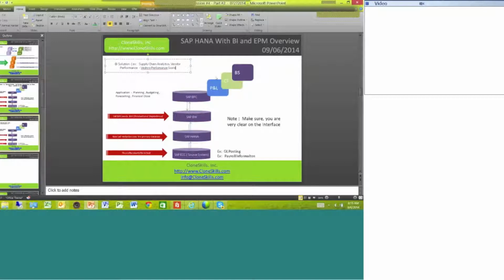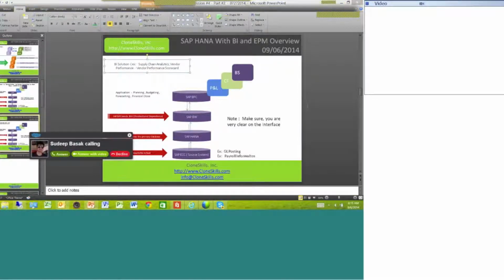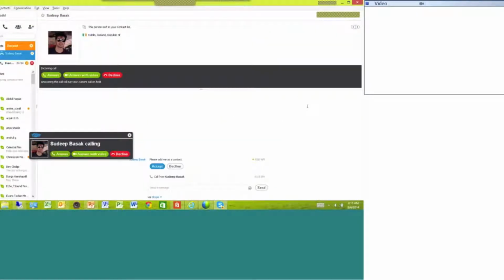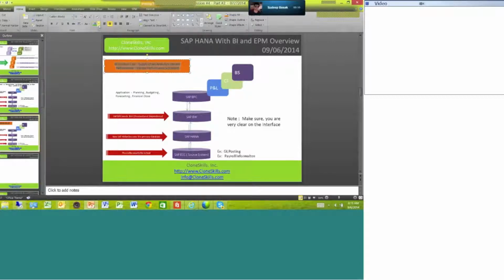So in the previous case, we talked about planning. Now we are talking about a BI solution. The BI solution is primarily for supply chain, but it could be anything. I just wanted to make sure you understand how this is working. So the goal is supply chain analytics. Within supply chain, what we are doing is vendor performance. What is the expected output? A vendor performance scorecard or a dashboard. So I want to create a dashboard.